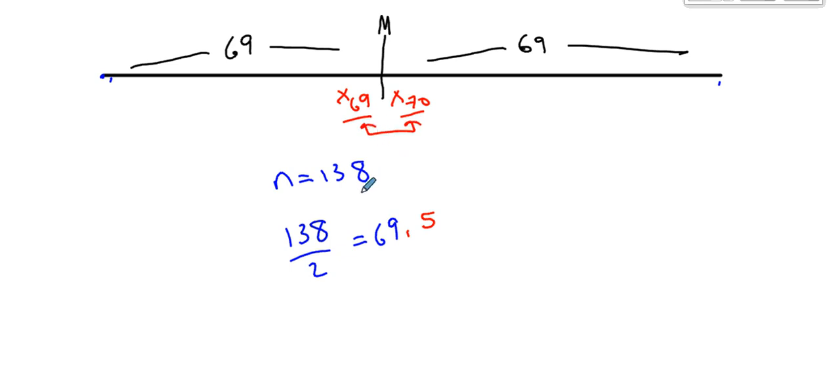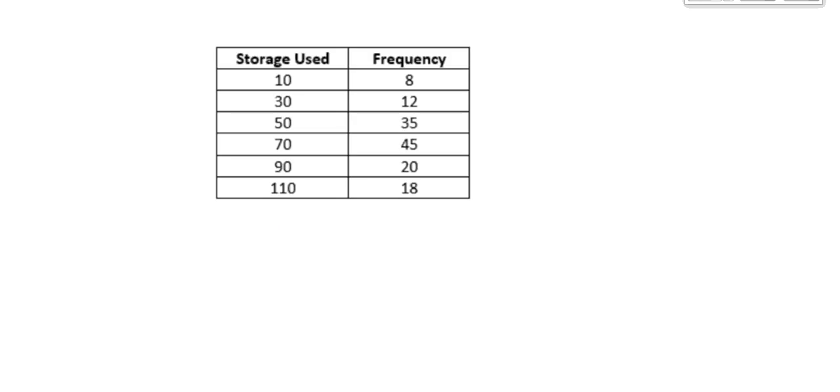So how do we find the 69th and the 70th if our data looks like this? So what we need to do is we need to really investigate further into this frequency idea. So the first piece of data, x1, is here because it's the lowest piece of data. And then if there's 8 pieces of data, then x2 is here, x3, x4, all the way up to x8.